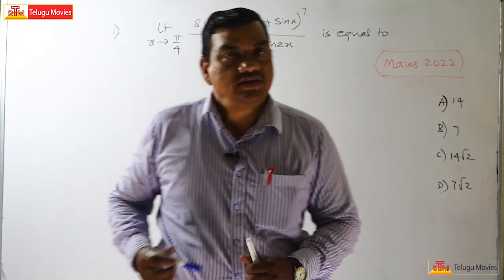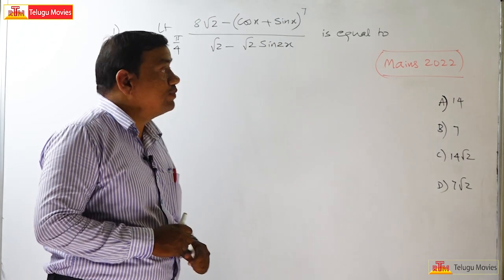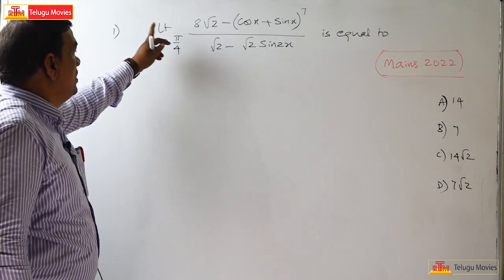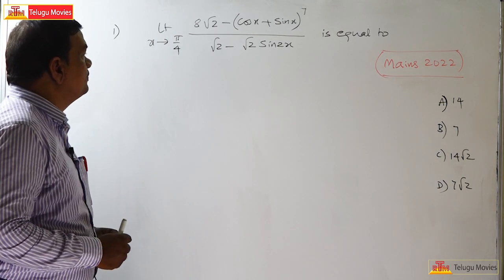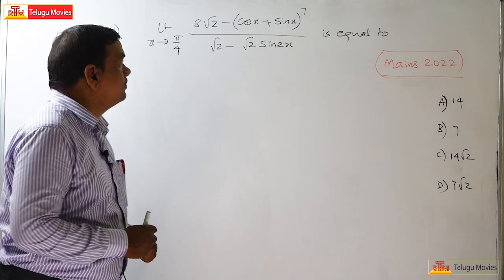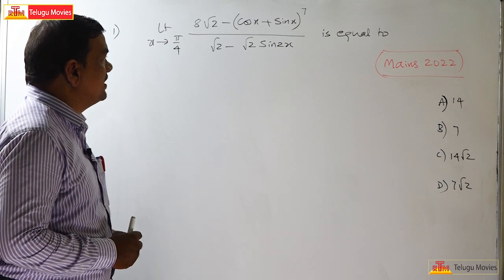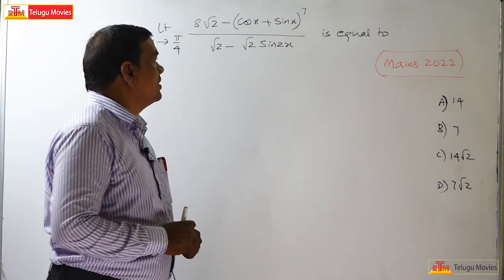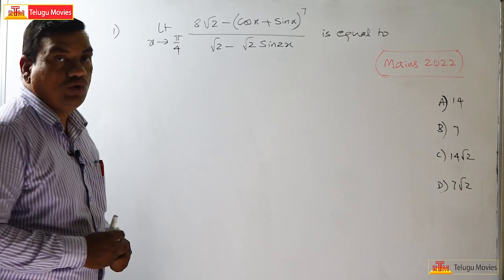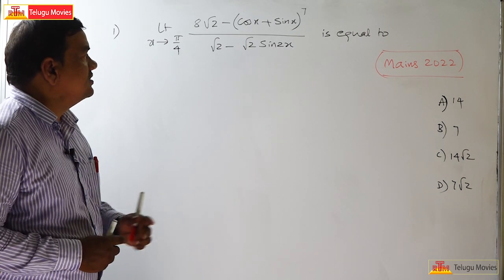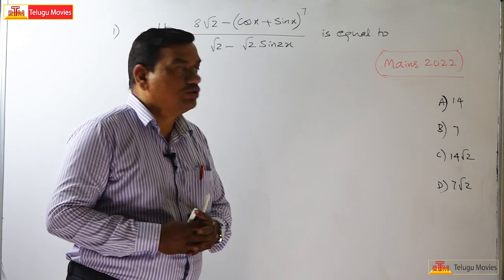Welcome to today's class. Okay, so the first problem is: limit x tends to pi by 4 of (8 root 2 minus (cos x plus sin x) whole to the power of 7) upon (root 2 minus root 2 sin 2x). It was asked in 2022.